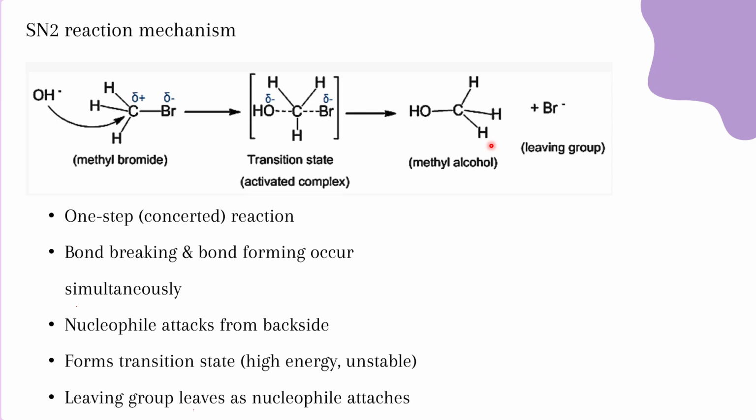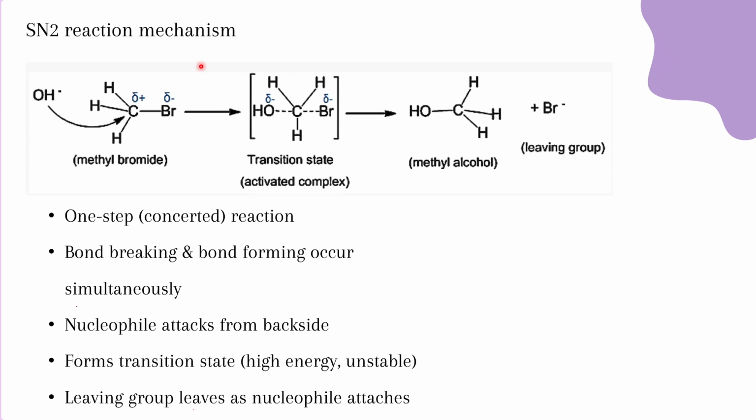What do you mean by the inversion of configuration? Since it is a backside attack, all the groups move to the other side or the opposite side, because there is need of space for this particular group to attach itself to the carbon atom. So we can conclude that in case of SN2 reaction mechanism, there is inversion of configuration that happens.